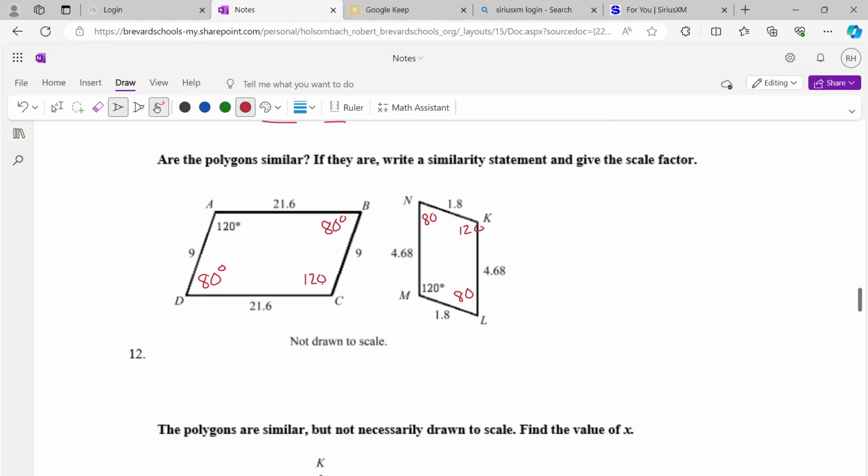So what I'm going to do is I'm going to take one of the shorter sides on the left. All right? I'm going to use the ratio short side to long side. Short to long. I'm going to take a short side on the left, which is 9. I'm going to put it over a long side on the left, which is 21.6. I'm going to see if it's equal to a short side on the right-hand shape, which is 1.8, over a long side on the right-hand side, which is 4.68.